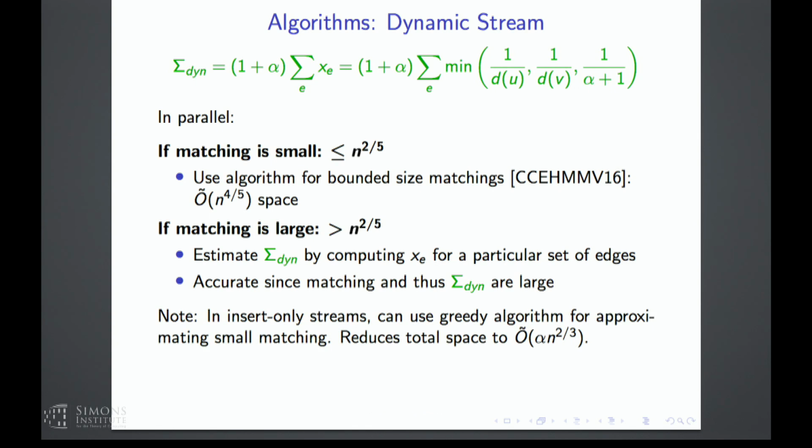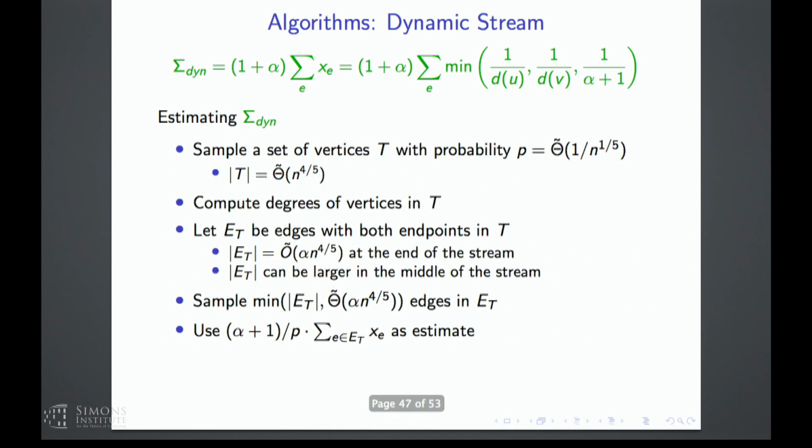And also note that in insert-only streams, we can use the greedy algorithm for approximating small matchings over here. And that uses linear space in the size of the matching as opposed to quadratic. So that reduces the total space to alpha n to the 2/3. So now let's see how to estimate sigma dynamic.